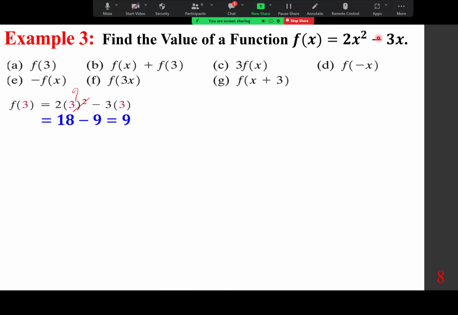f of x plus 3, so write this one, plus f of 3. We've already calculated it. We don't have to go through the process again. We know this is 9. So write this one plus 9. And now drop the parentheses. The answer is 2x squared minus 3x plus 9.